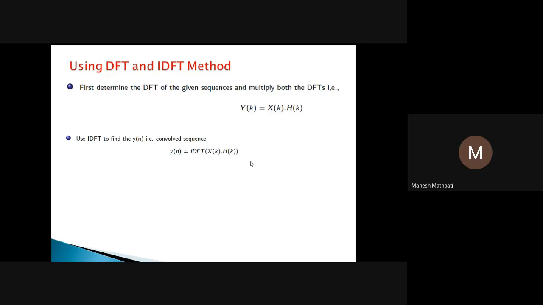We know the matrix for 4 point. Hope you all have remembered that. What is the matrix for 4 point? Anybody? What is the matrix for 4 point?